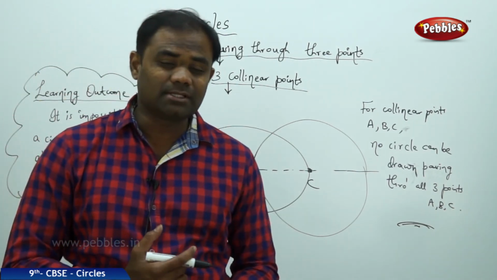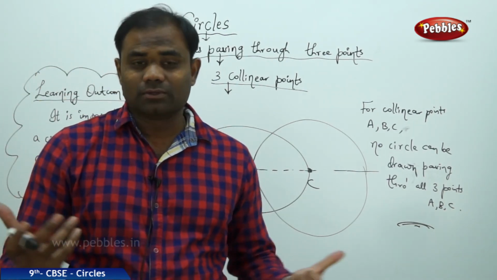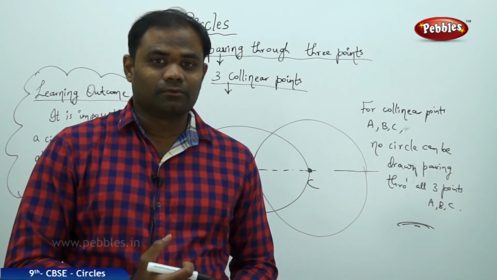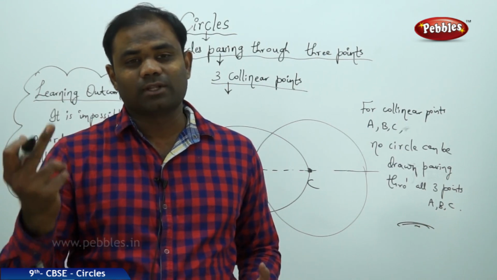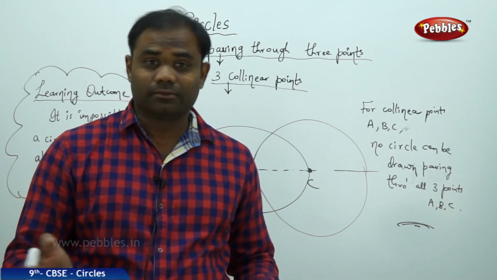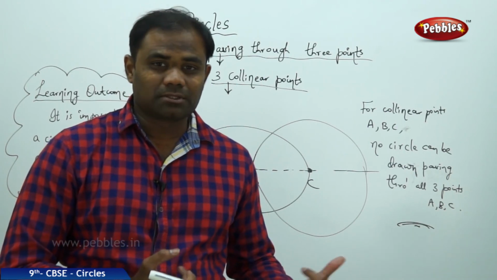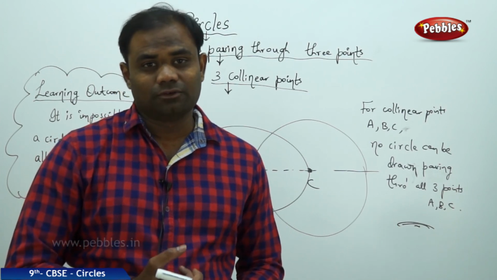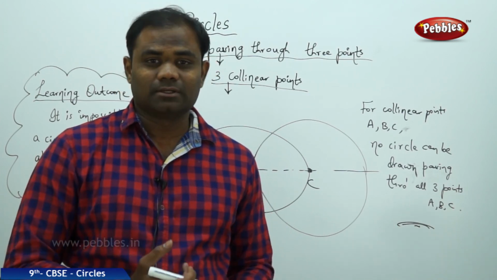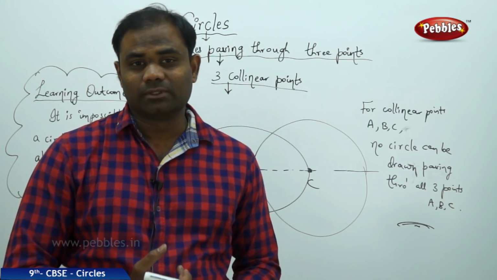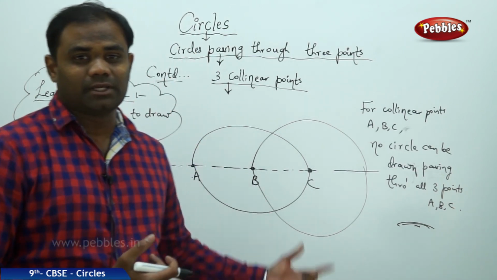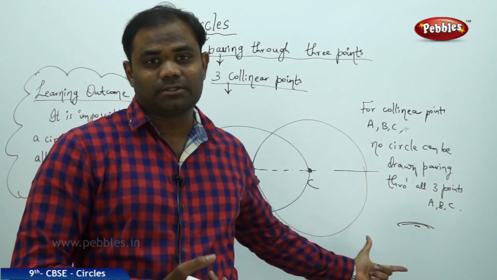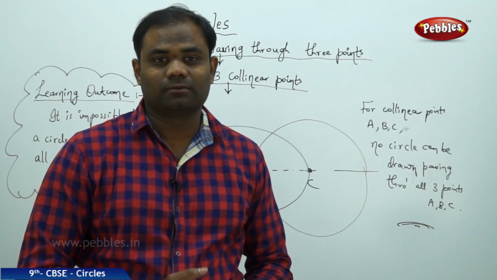If the points A, B, C are collinear, there are no circles which can be drawn passing through all those 3 collinear points. For non-collinear points, there is only one circle which can be drawn passing through all 3 points. For collinear points, 0 circles. For 1 point, infinitely many circles. For 2 points, infinitely many circles. That is how we conclude the different possible cases taken into consideration. 3 collinear points taken in this case, with no circle can be drawn.